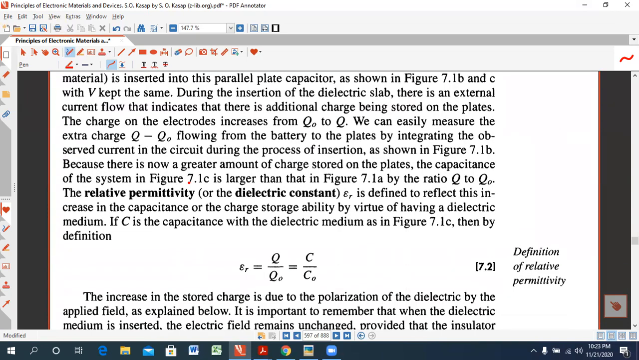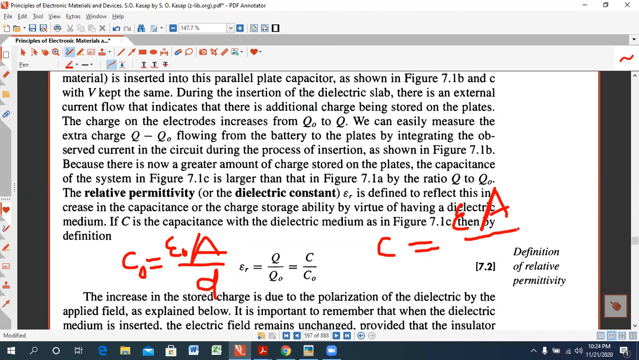Now the relative permittivity. So we know that C naught equals epsilon naught A divided by d, right? If the capacitance with the dielectric is, say, C, then that should be epsilon A divided by d.